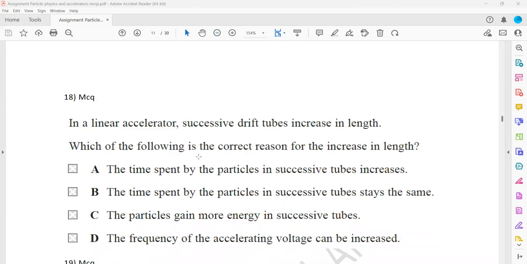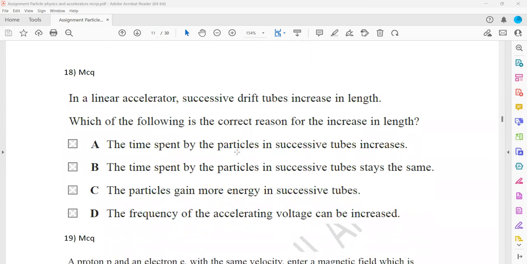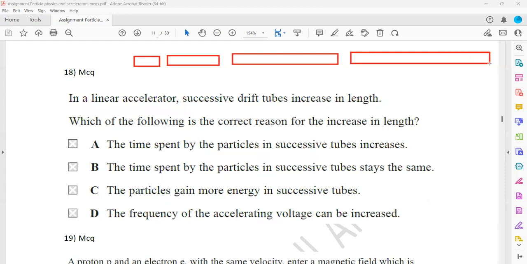In question 18, in a linear particle accelerator, successive drift tubes increase in length. What happens is, at the beginning the tubes are shorter, but with the passage, the length of these tubes increases and we accelerate the electron. But when it is passing through each tube, it will take the same time. Which of the following is the correct reason for the increase in length? So why are we increasing the length?